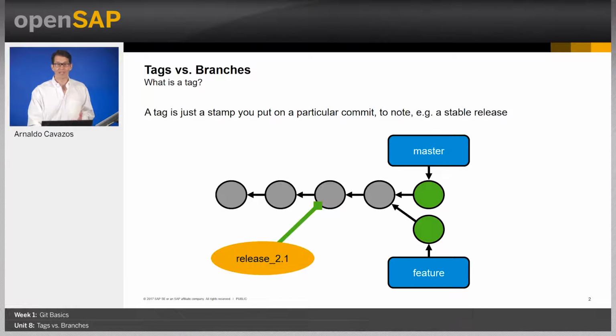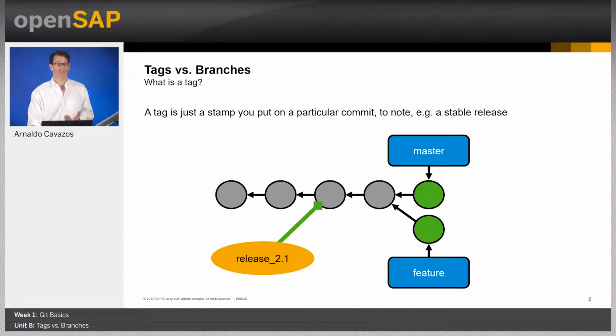Conceptually, you can think of a tag as a named stamp you put on a particular commit in your repository to note something. Unlike branches, tags can't be checked out, so they always stay attached to the same release. For this reason, most teams use tags for release management.